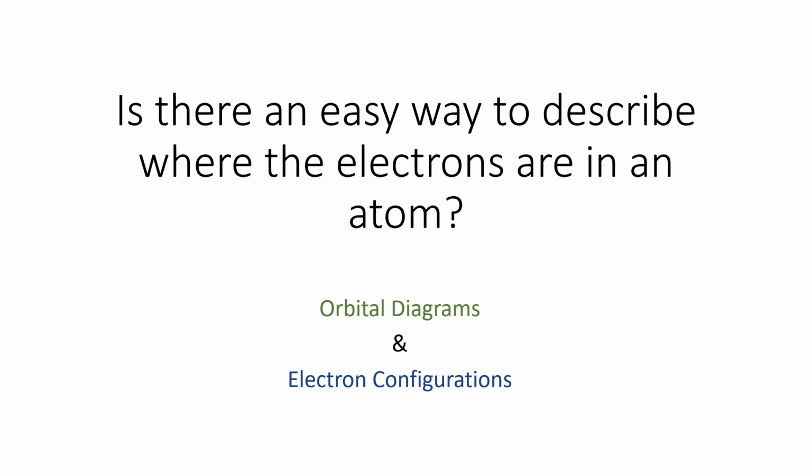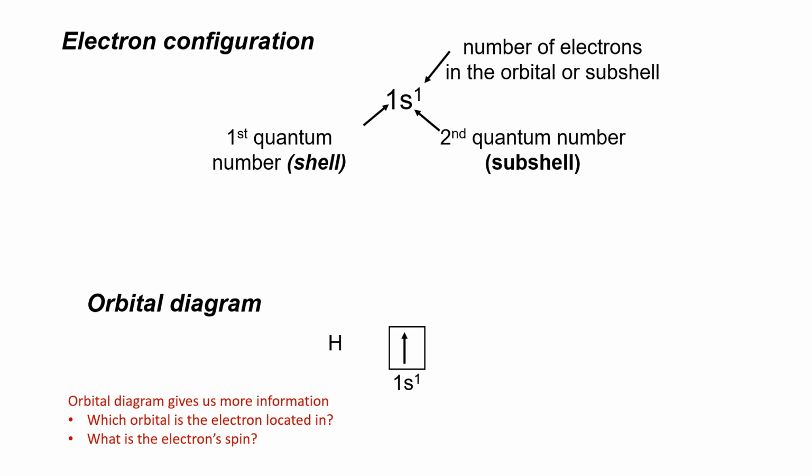Okay, so we want to be able to describe where the electrons are in an atom. And to do that, we want to be able to draw an orbital diagram and write electron configurations. So here's an example of what an electron configuration looks like. This is something that tells us how many electrons are in the subshell. And then an orbital diagram gives us a little bit more information. It shows us the orbitals and the spin of the electrons.